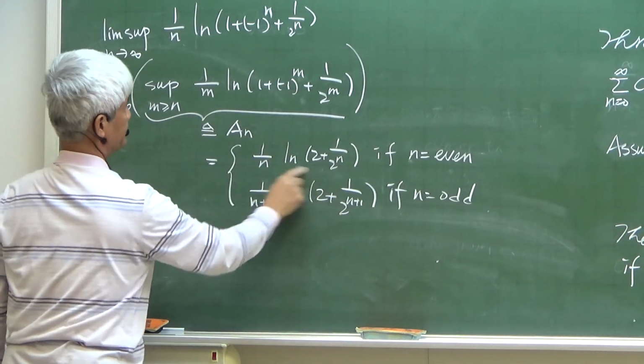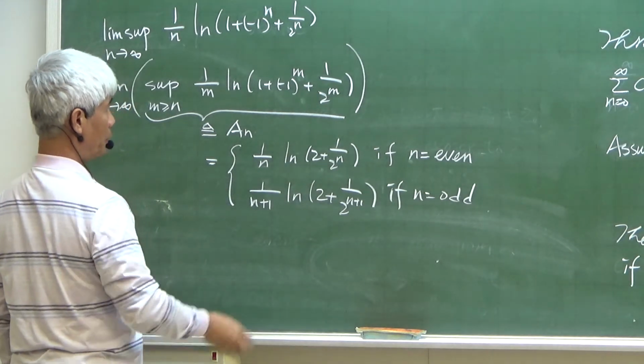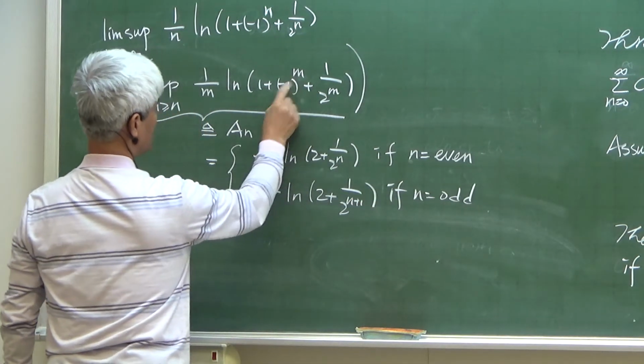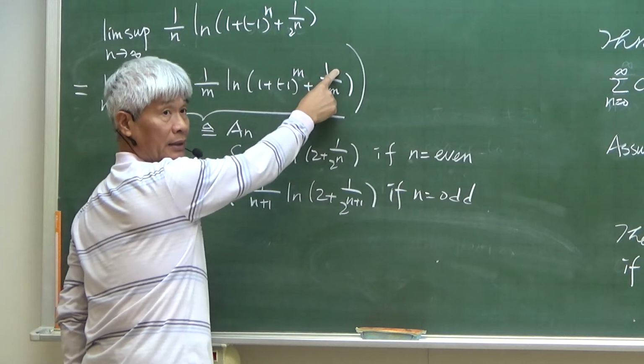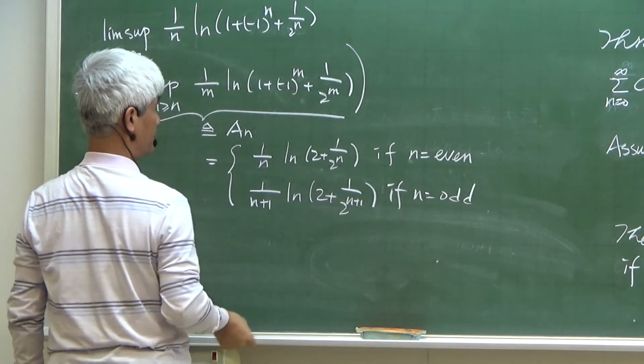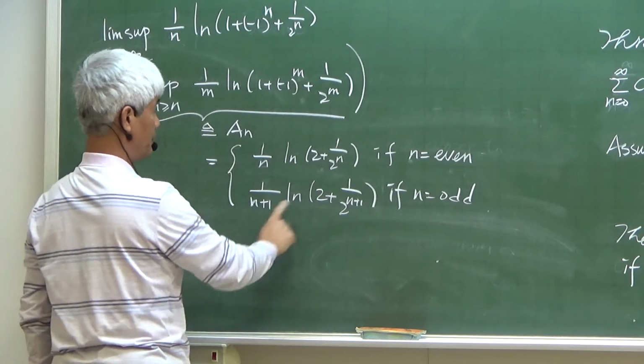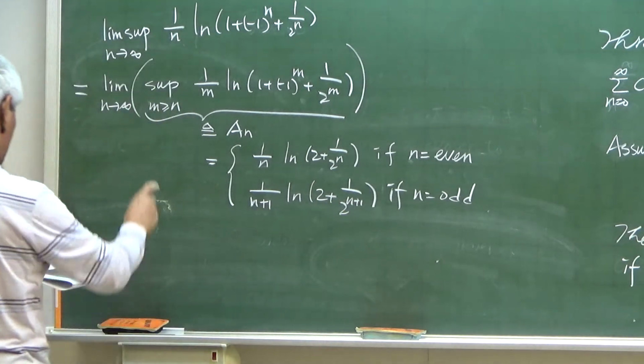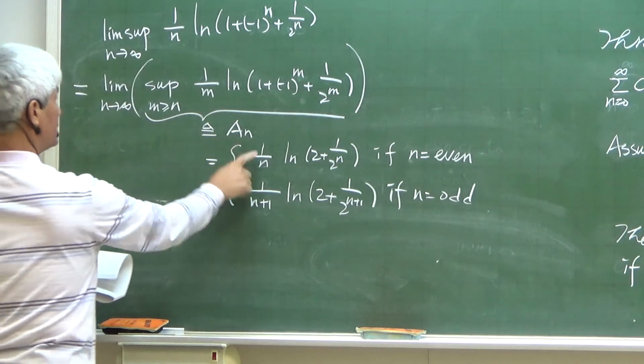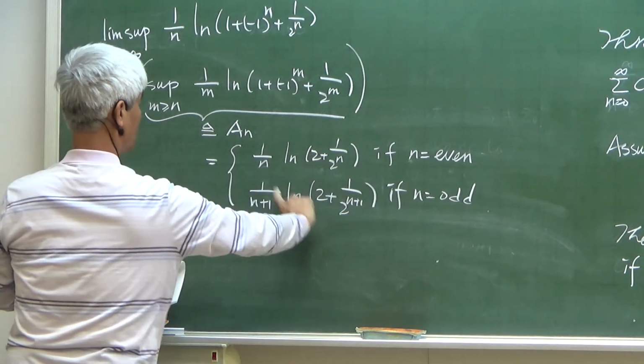So we have that. But when n is odd, we have 0 plus something, so it's not the biggest. Actually, the biggest term is the next one, because n plus 1 is even. So we have that the an has 2 values here.